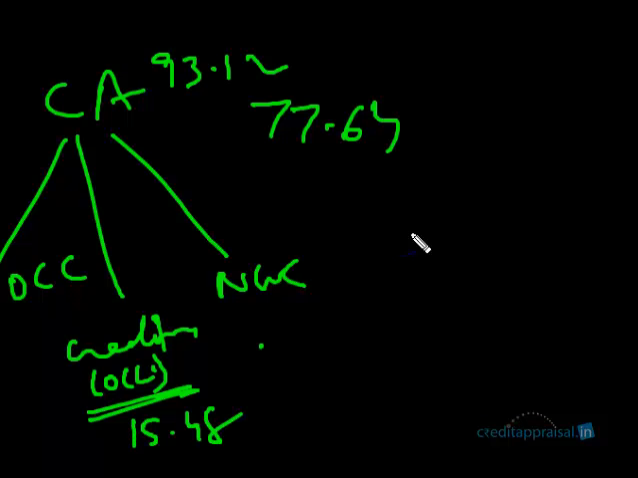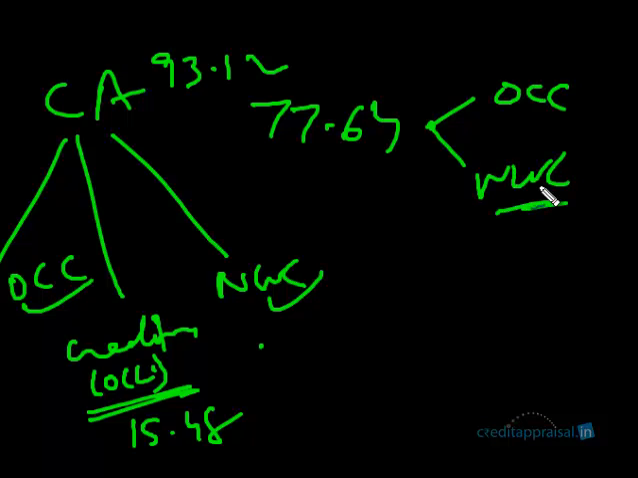So total current assets is 93.12. Out of this, 15.48 is the creditors and all current liabilities other than bank borrowings. So this difference, 93.12 minus 15.48, is what we got as working capital gap. Who should finance this balance? Only these two, CC and NWC. So we find out what this is, and the balance as a bank we will finance.